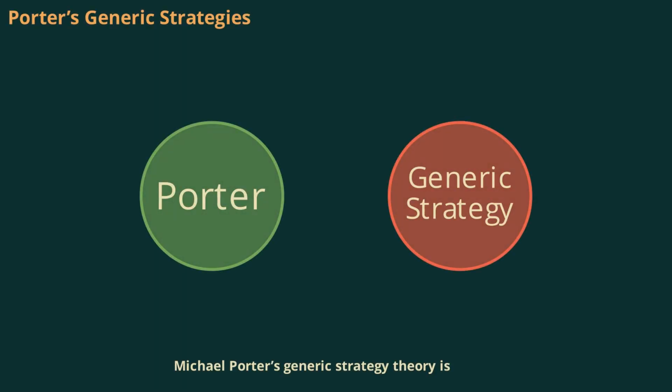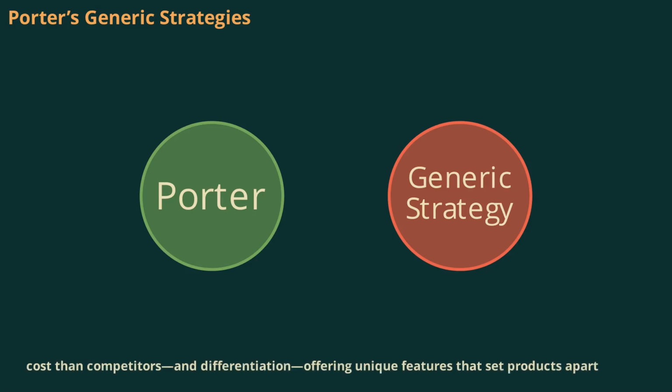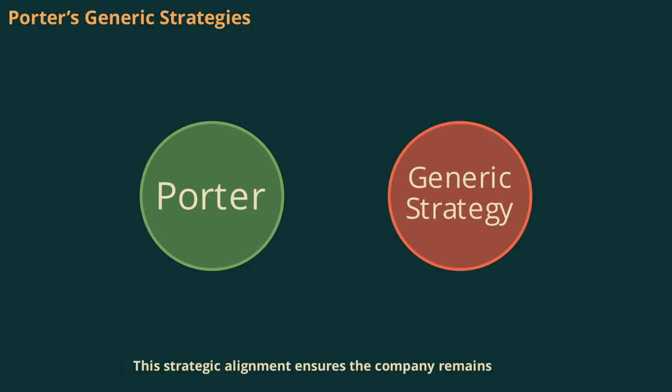Michael Porter's generic strategy theory is a cornerstone of strategic profit management. According to Porter, a firm can achieve long-term profitability by choosing a strategy that fits its environment and aligns with its corporate objectives. The two main approaches are cost leadership, producing at a lower cost than competitors, and differentiation, offering unique features that set products apart. Whichever path is chosen, performance measurement is essential to track progress and correct deviations.